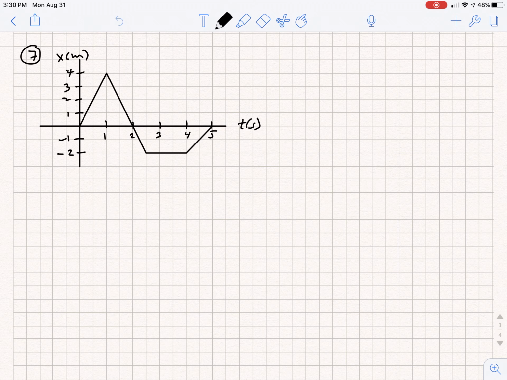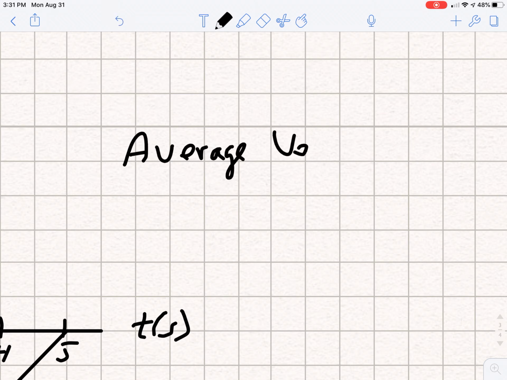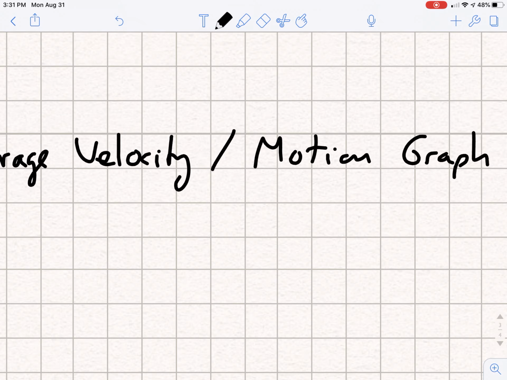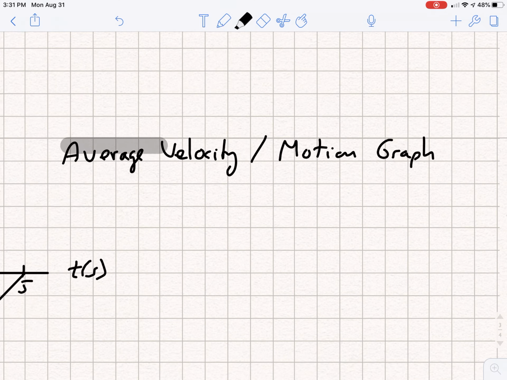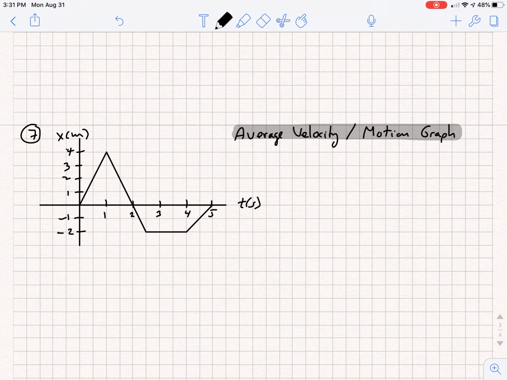Okay, the concept here is average velocity. Now, it's not just average velocity, but average velocity and that of a motion graph. In other words, we need to be able to make interpretations from this motion graph. So we have two concepts going on in this problem. One, a position-time motion graph. Two, we have to extract information to construct an average velocity calculation from it.